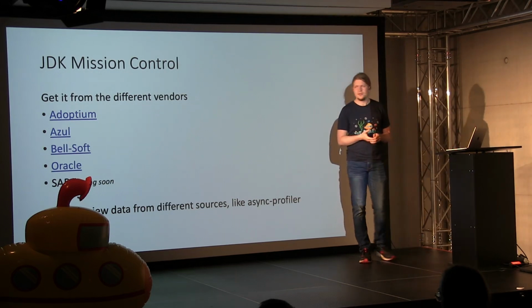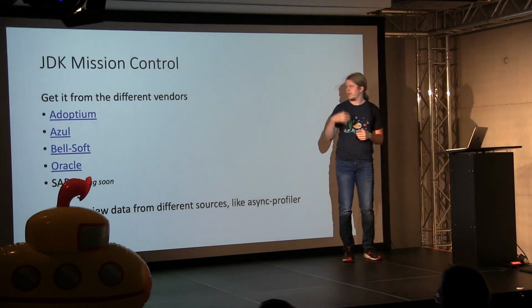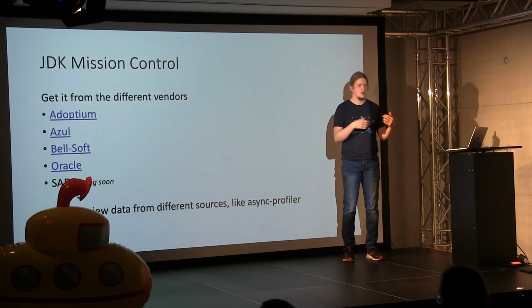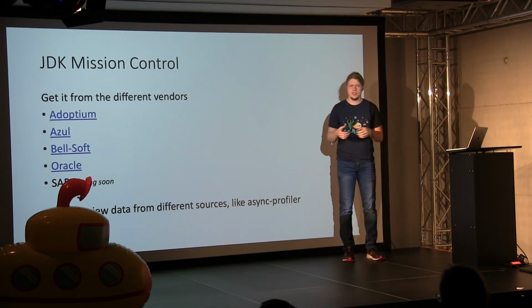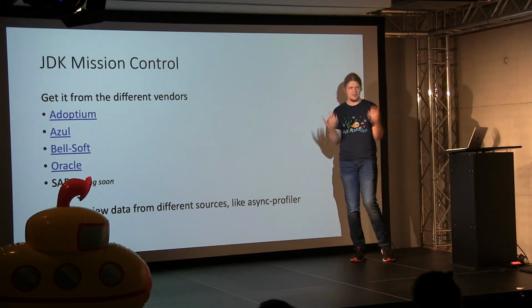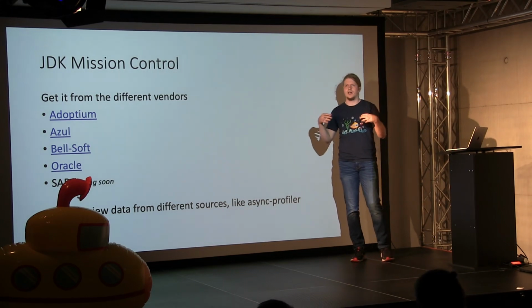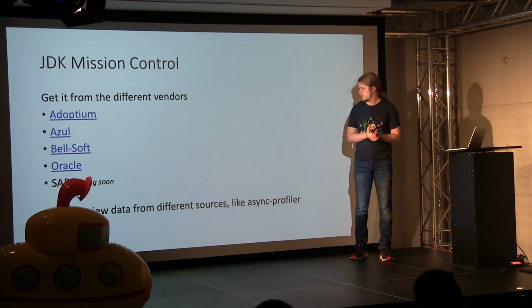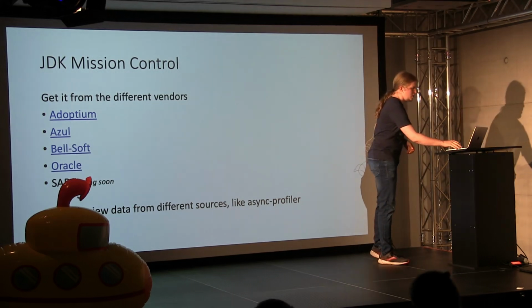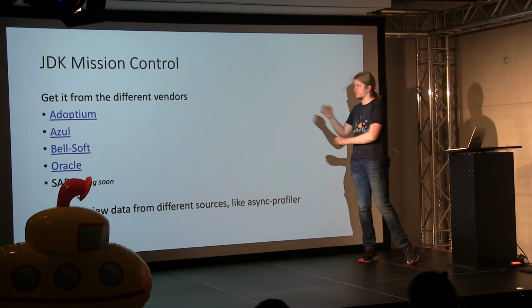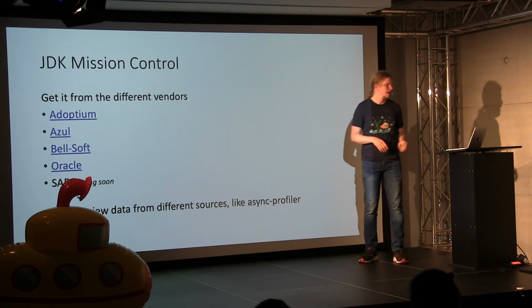And there's the common way to view it: JDK Mission Control. You can get it from different vendors like Adoptium, which is kind of Eclipse, Azul, BellSoft, Oracle, and of course our team. But it's coming soon to our SapMachine.io website. And you can use it to view data, as I said, from different sources, because JFR is such a common format. Async Profiler supports it, and also other tools. But I'll tell you later why I would recommend using Async Profiler in combination with JDK Mission Control.